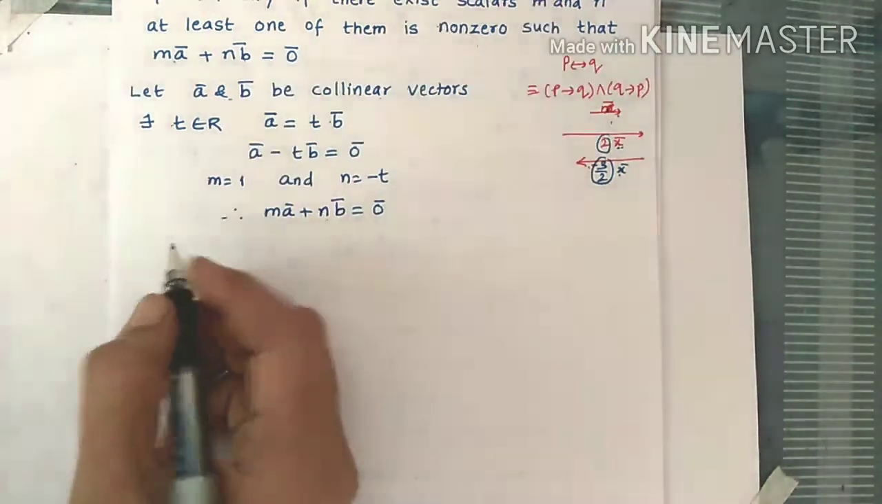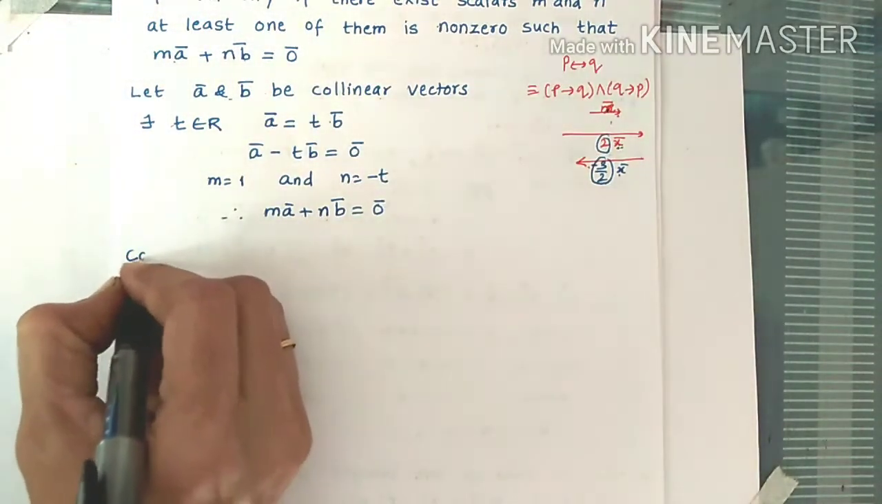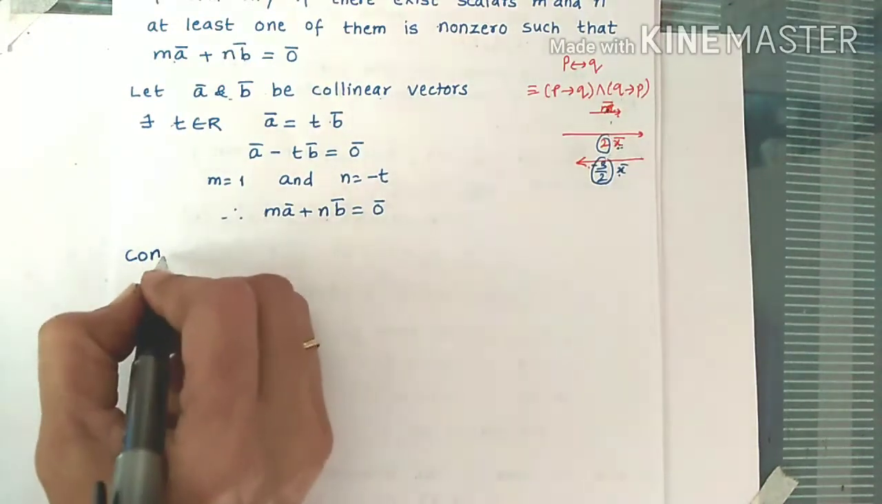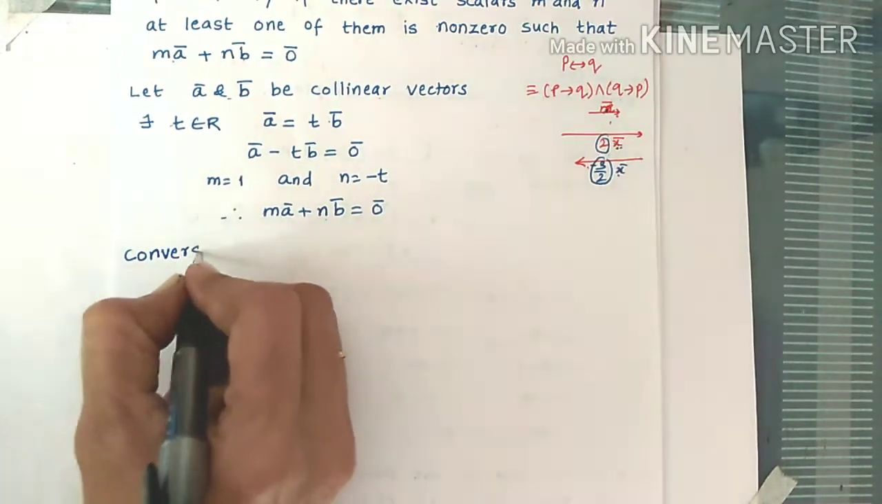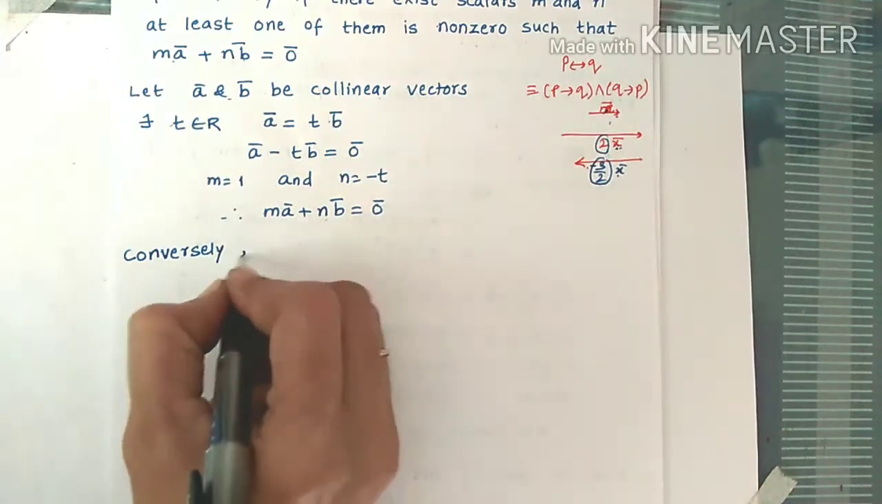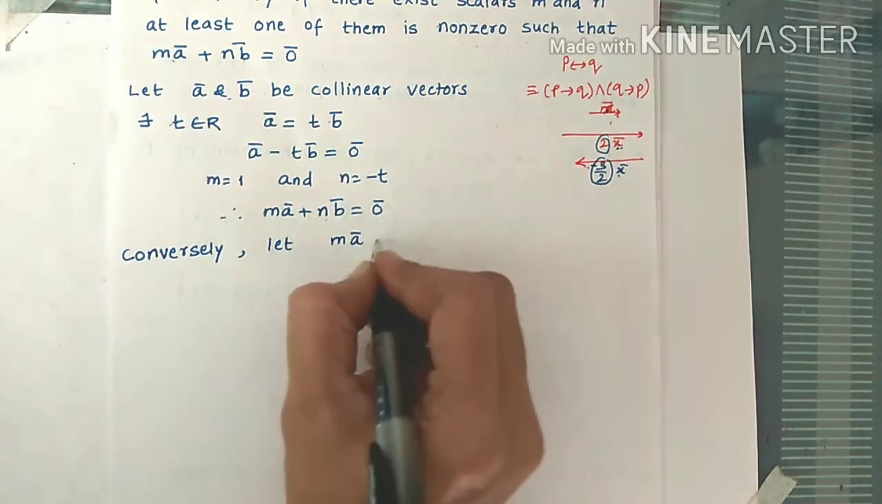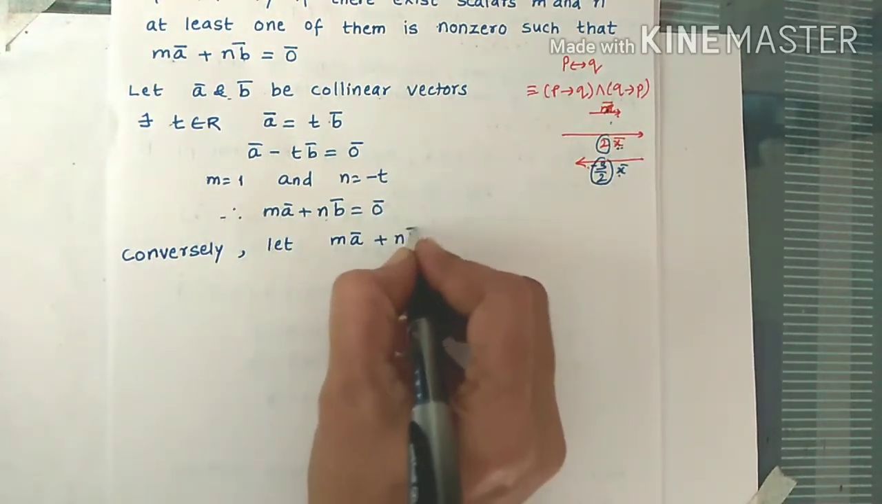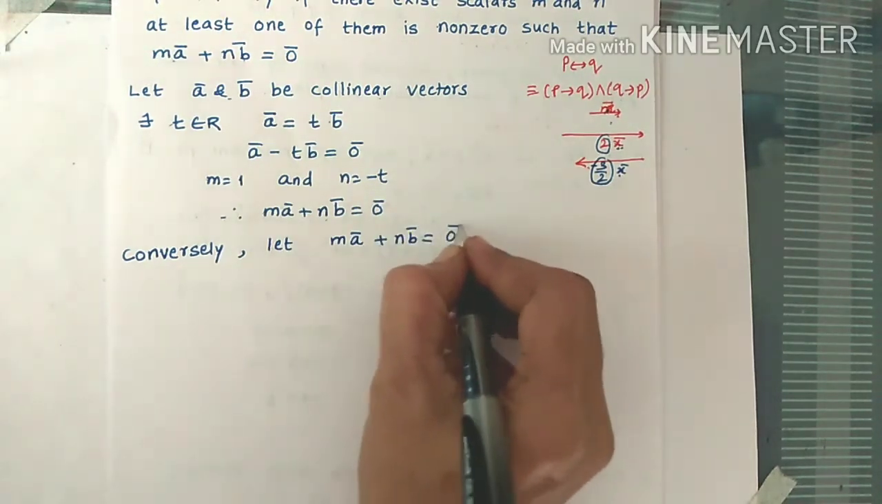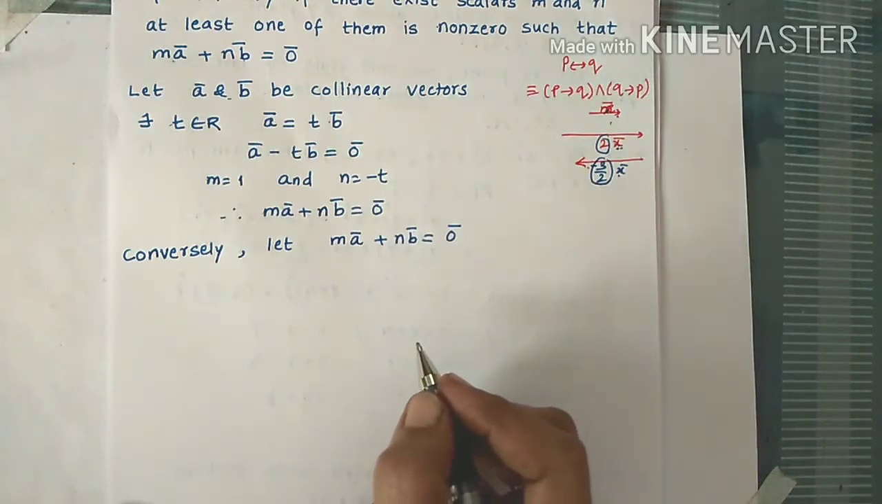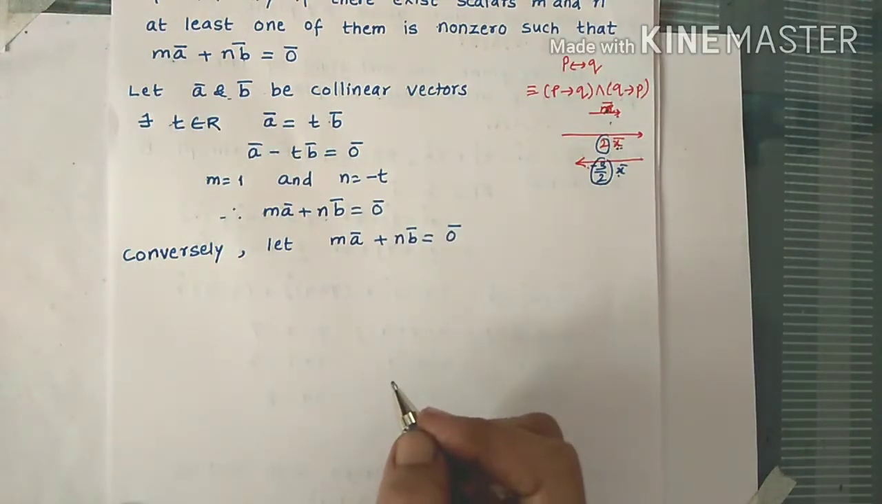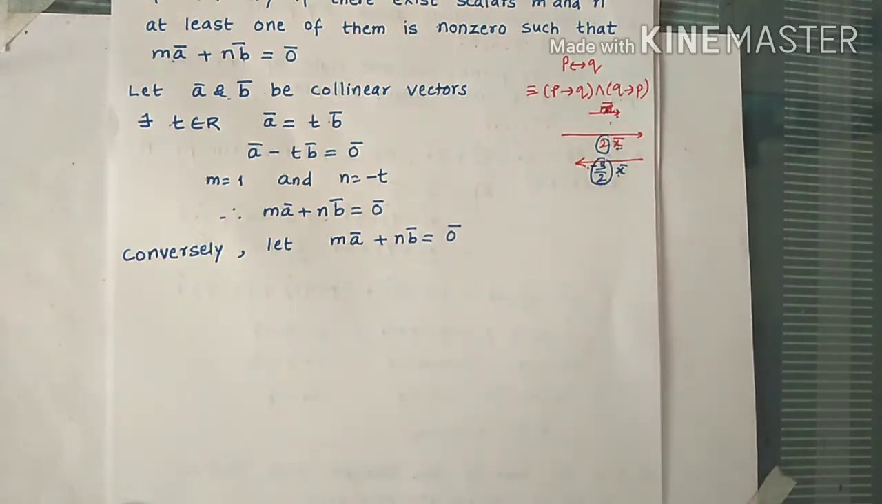Okay. So conversely, let's start with m a bar plus n b bar equal to 0 bar. Conversely, we have the condition now: m a bar plus n b bar equal to 0 bar. So we have to prove that those are collinear vectors. So it's enough to prove that one is a scalar multiple of the other. If one is a scalar multiple of the other, then they will be collinear vectors.